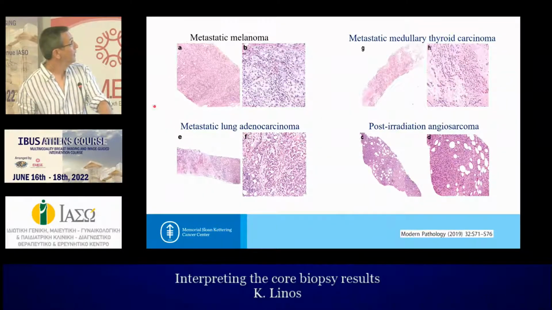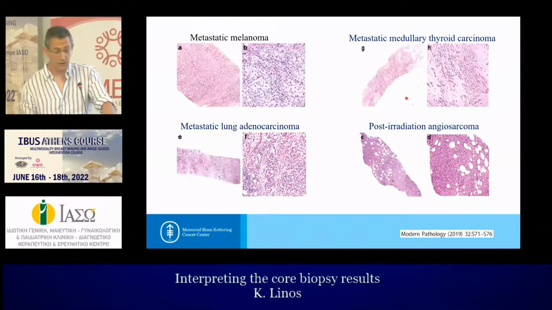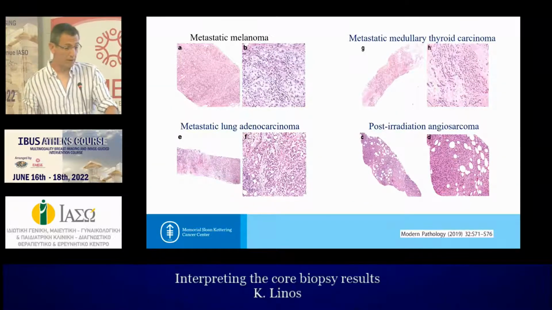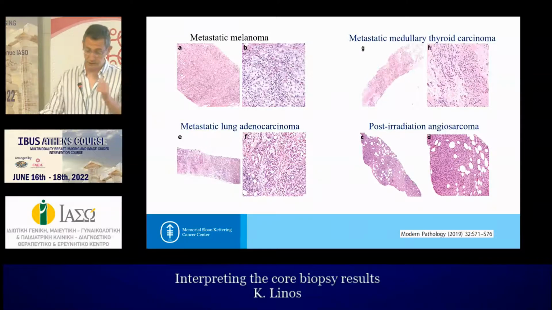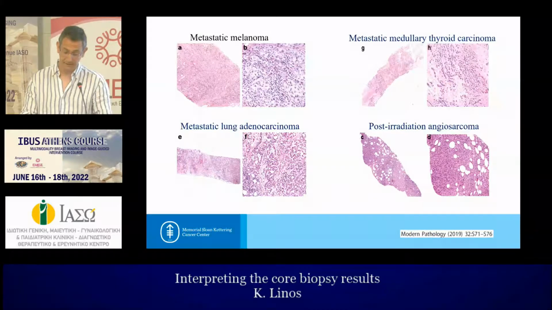Oh, here it is. So here was a metastatic melanoma, or here was metastatic medullary thyroid carcinoma, or metastatic lung adenocarcinoma, or even a primary breast lesion, which was a secondary post-radiation angiosarcoma. So weird things can happen, so you have to have that in your mind.